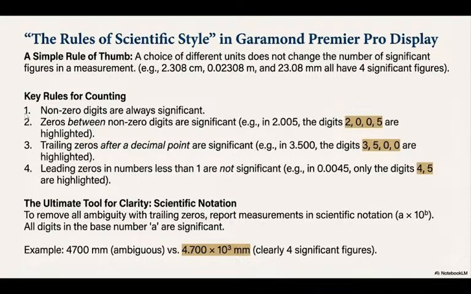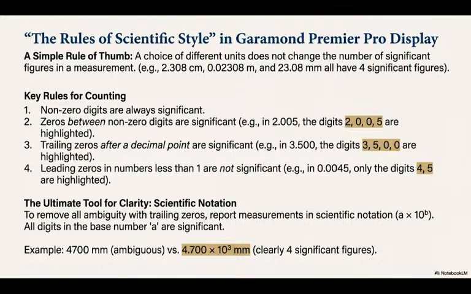You see here, key rules for counting. Non-zero digits are always significant. You have to remember that non-zero digits are always significant. Zeros between non-zero digits are significant. Zeros between non-zero digits, and the zeros between them are significant. That means there are four significant figures here, right?